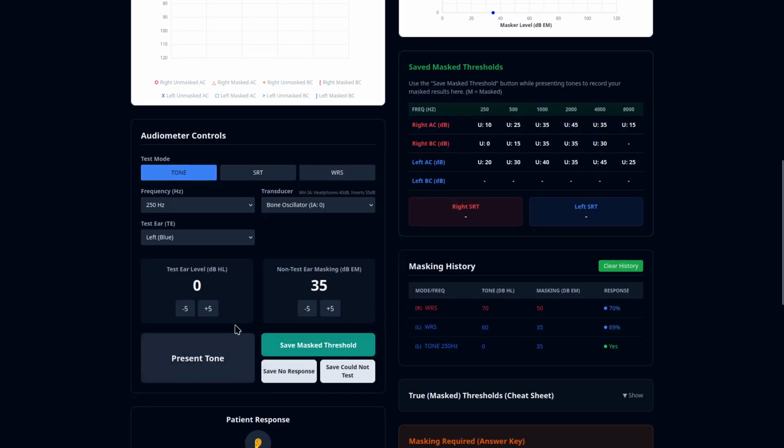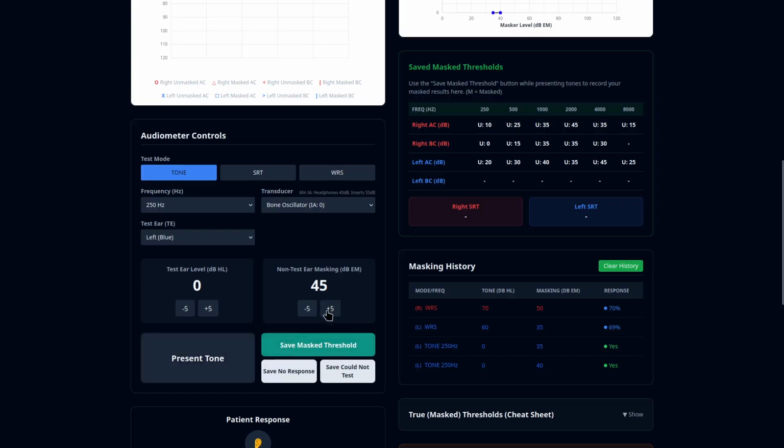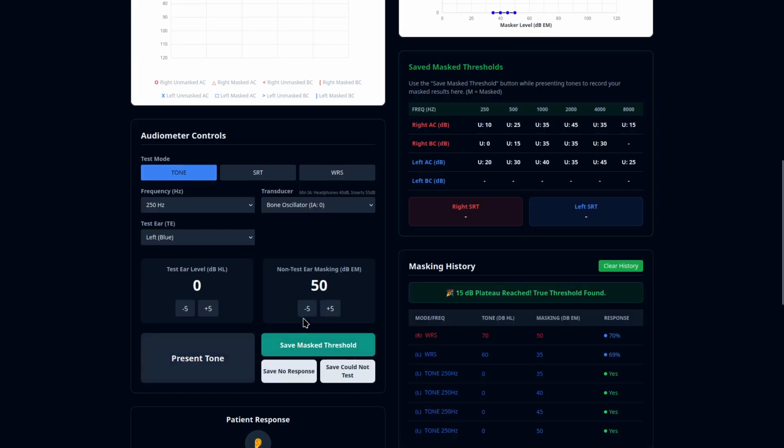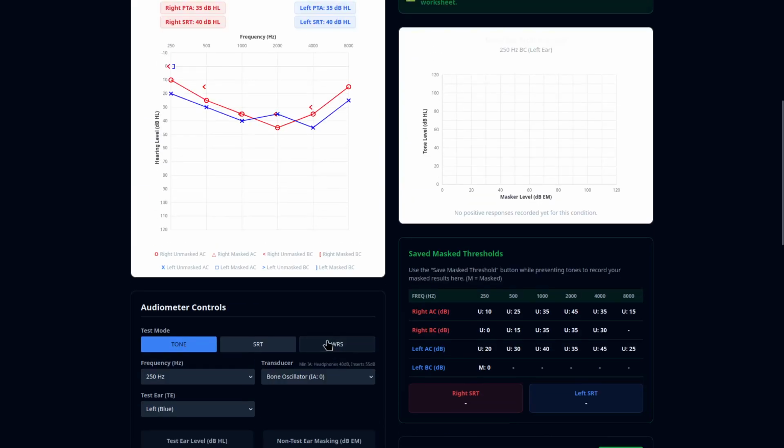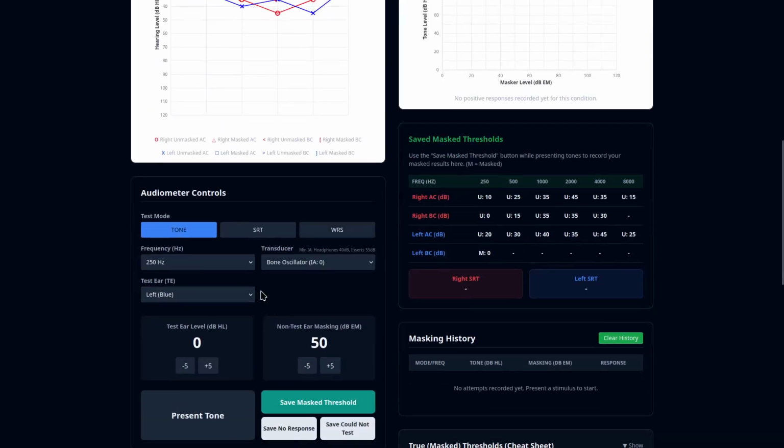We get a response. Let's go ahead and raise the masker level. We got a response. We plateaued. Save our mask threshold there. Boom, mask threshold saved. So now we need to move on to 500 hertz.